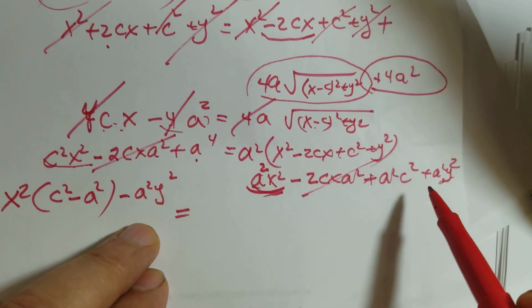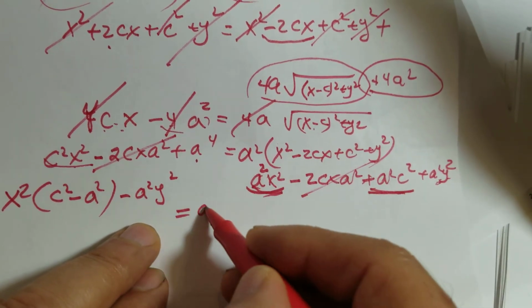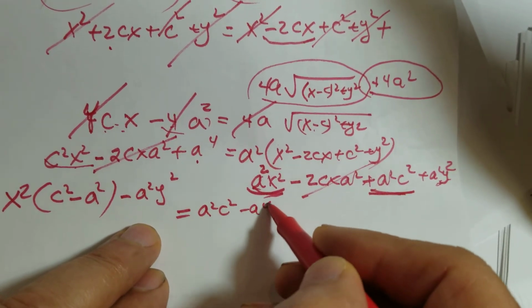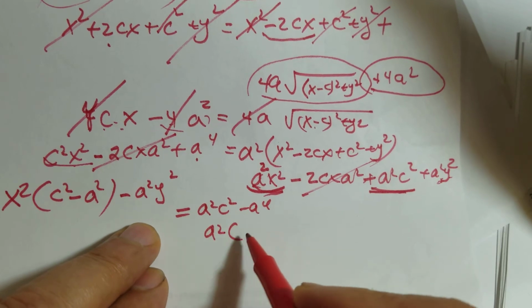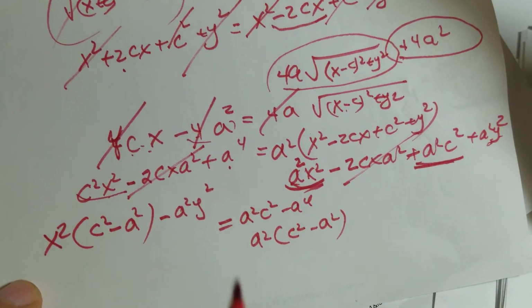This is a to the power of 4, and that's a squared c squared. I took care of everything else. A squared c squared minus a to the power of 4. Factor a squared, it is c squared minus a squared, and I'm done.